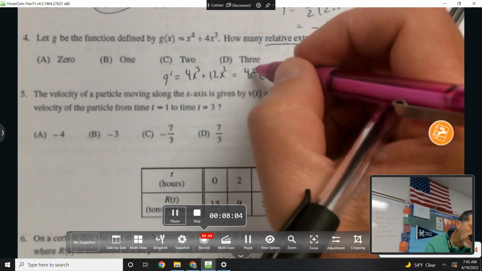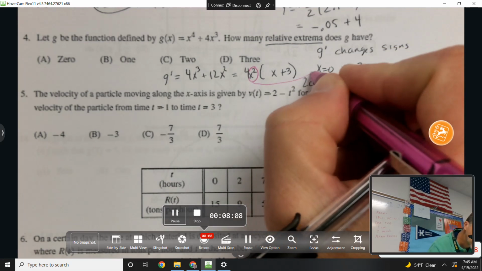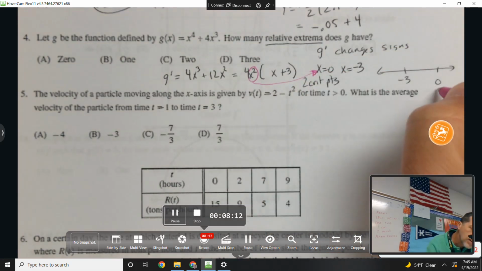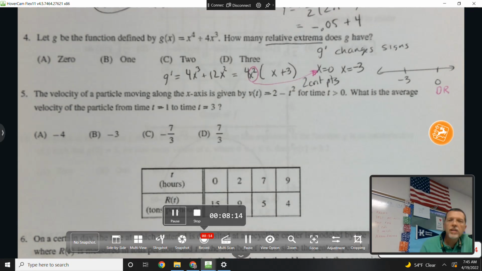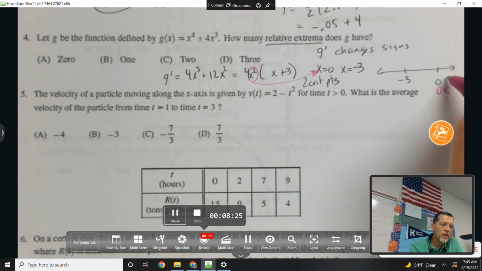This x squared, what does that mean that x equals 0 is? Speaking of algebra, dr, what's dr stand for? Double root. What happens to signs at double roots? They don't change. So even without doing this, I know that there's not a sign change at a double root. There is at a single root.